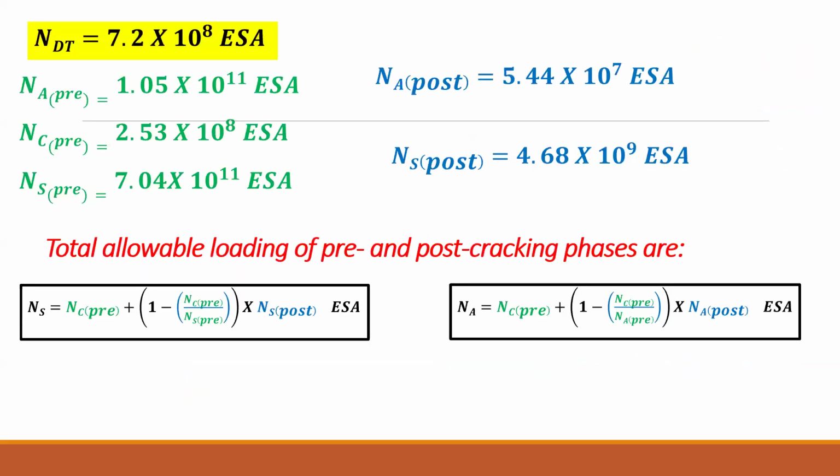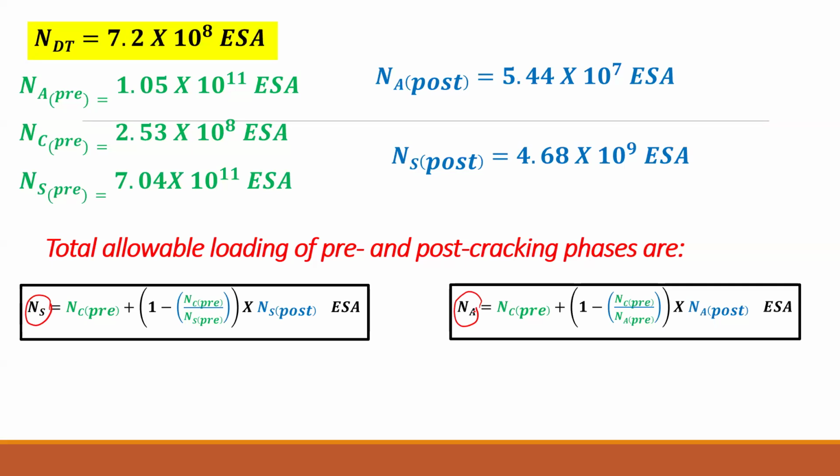All the green stuff are pre-cracking and the blue things are post-cracking. So now we need to find the total allowable loading of pre and post phases using the two equations. We have an equation for subgrade and also an equation for asphalt. I have put two different colors to make it easier for you to substitute. You don't need to remember any of these equations, but you should be familiar with them.